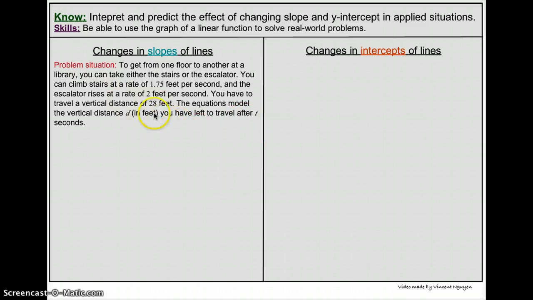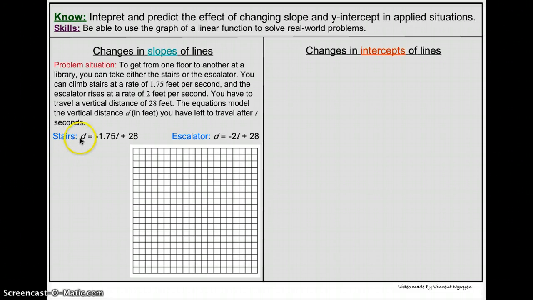First we are going to write the two equations for the two scenarios, one for the stairs and the other for the escalator. We start at 28 feet and the slope is changing by negative 1.75 times t, where t represents time and d represents the distance. As time goes by, as the seconds tick, we get closer and closer to our destination. Same thing for the escalator: d equals negative 2 times t plus 28, because the slope is 2 feet per second.